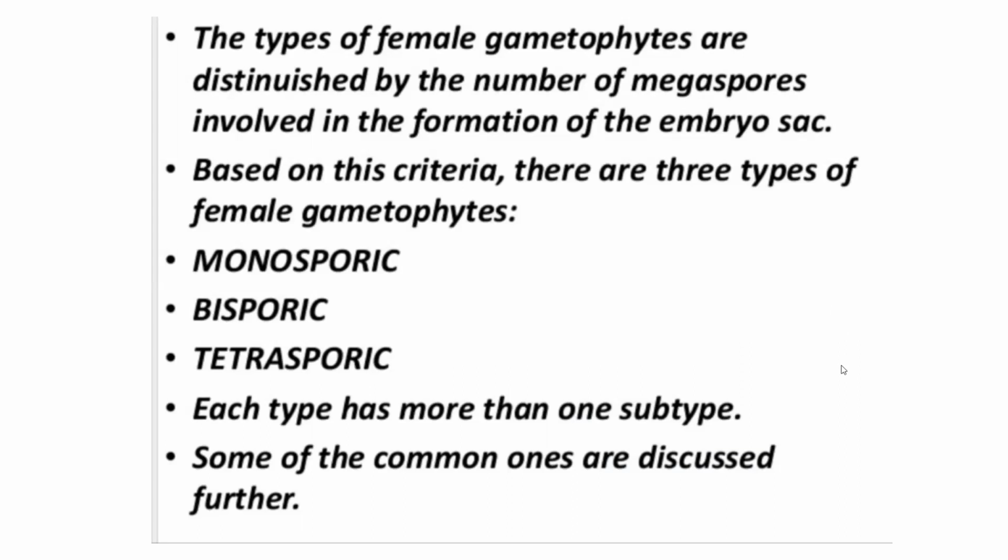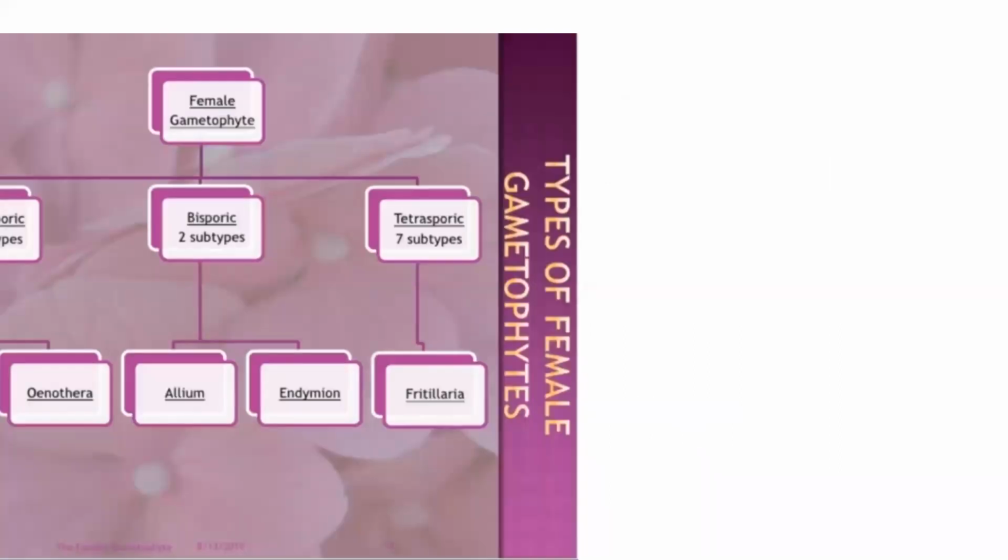On the basis of the number of megaspore nuclei which take part in the embryo sac development, it is recognized as 3 types: monosporic, bisporic, and tetrasporic. Each type has more than one subtype, and some of the common ones are discussed continuously. So these are the types of female gametophytes: monosporic, bisporic, and tetrasporic.